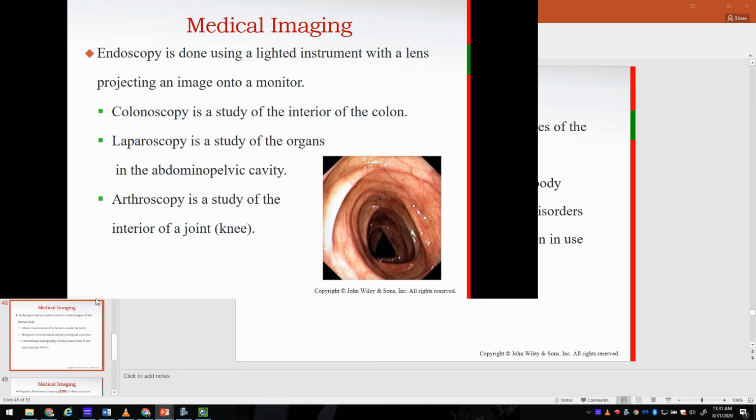A laparoscopy is a study of the organs in the abdominopelvic cavity, where they can go in and check other organs inside the abdomen. Arthroscopy is a study of the interior of a joint, especially the knee. So if you've ever had arthroscopic surgery, that is how they do that. On mine, they made 2 small incisions. One was for the camera, and the other incision was for the tools.